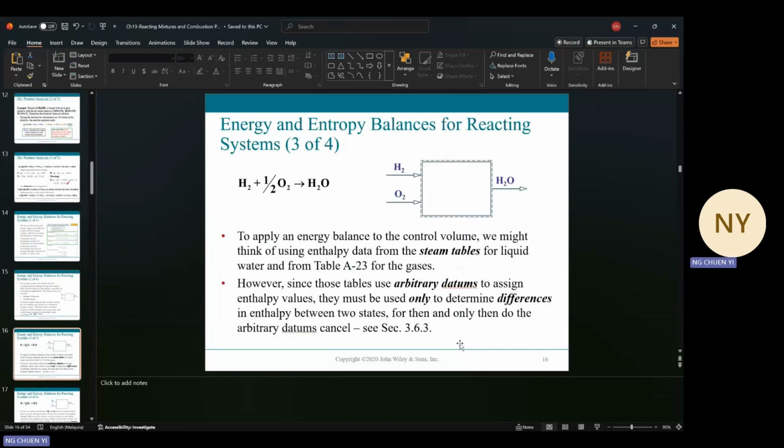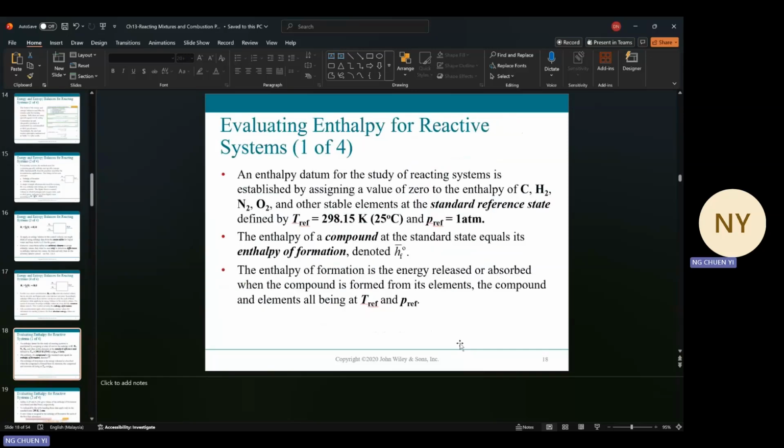To give every substance a fair baseline, we create a standard reference state at 298.15 K, which is 25 degrees Celsius and 1 atm. We then declare that the enthalpy of any pure and stable element at this state is exactly 0. And the enthalpy of formation h_f is simply the energy released or absorbed when 1 mole of a compound is built directly from its base elements at this standard state.